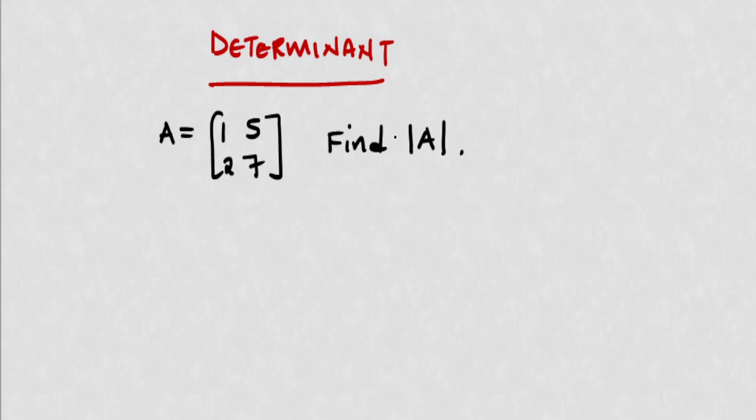We use the modulus to mean determinant. How can you find the determinant? The determinant has got a formula that we use to find it. So we say the determinant is given by AD minus BC, where for a normal matrix, this is our A, this is our B, that's our C, that's our D.